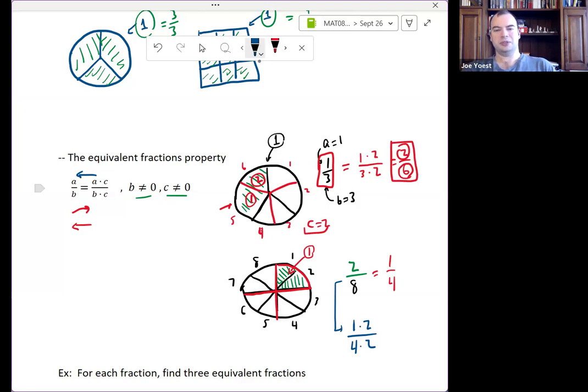A times C over B times C equals a divided by b. A lot of times we just call that dividing out a factor. Again, maybe a little more advanced than where we're at now. We're going to talk about this extensively throughout the next few sections, but just giving you a taste of what's coming up. So by our equivalent fractions property going from the right to the left side, 1 times 2 divided by 4 times 2 is just 1 divided by 4. We see that pictorially with our model, and we see that using our property here.